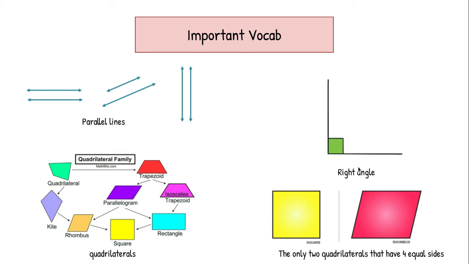The other one is a right angle, something we've talked about a lot this week, and it is the angle that is made when two lines meet at a 90-degree angle, just like a corner. So here is an example of a right angle, and often you label a right angle with a little square.